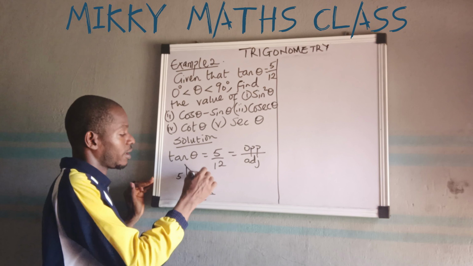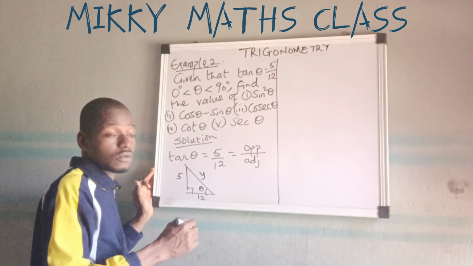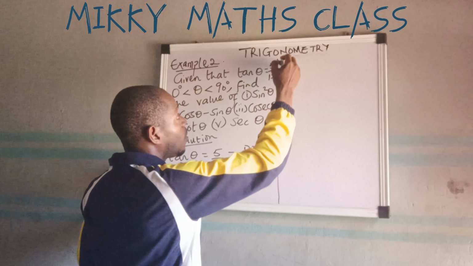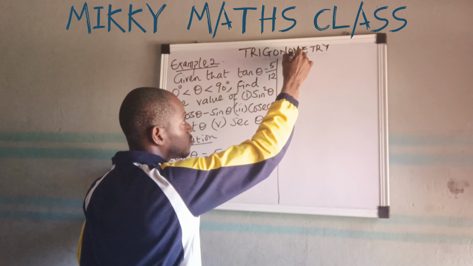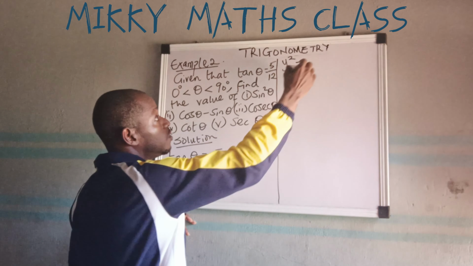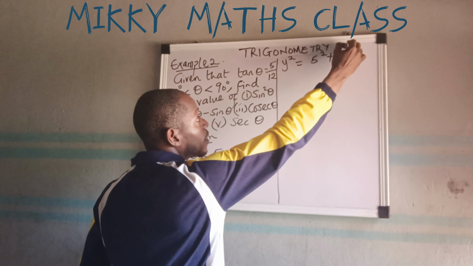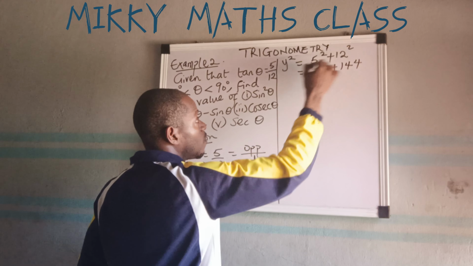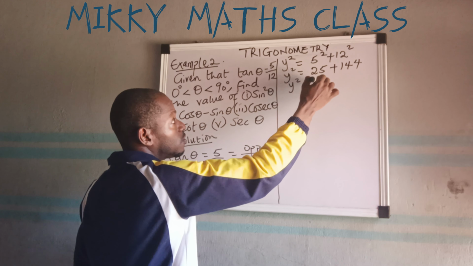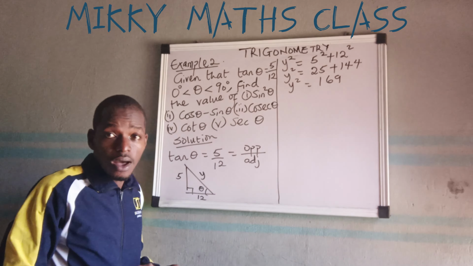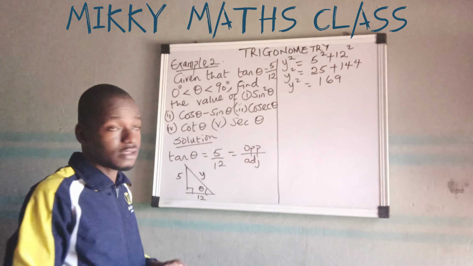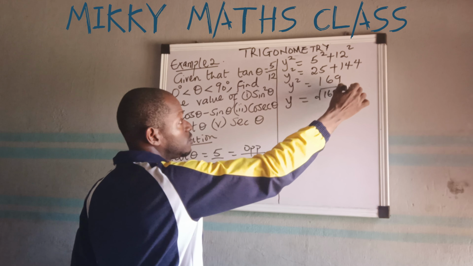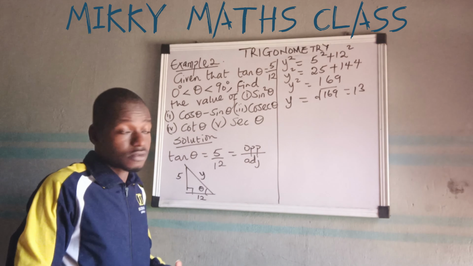Let's assume it is y. And from my Pythagoras theorem, we know that hypotenuse square is equals to opposite square plus adjacent square. So our y square is equals to 5 square plus 12 square. 5 square is 25. 12 square is 144. So our y square is equals to 169. Now our y, you take the square root of both sides. So our y will be equals to square root of 169, which is 13.